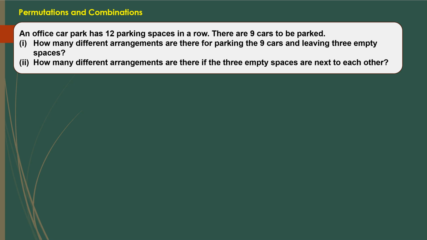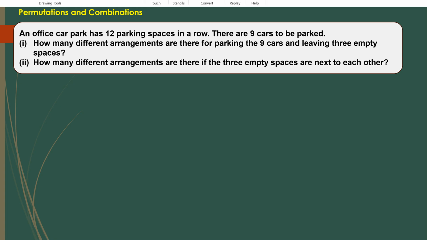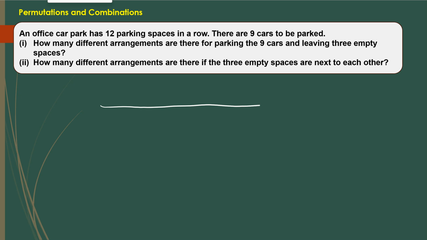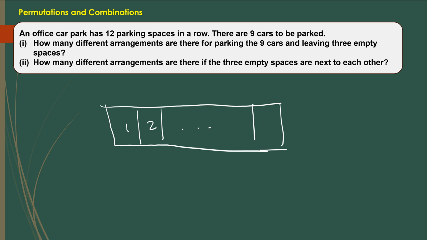So, for the first bit, if we could do a rough drawing of the car park spaces, a very rough drawing of a rectangle, and this is space 1, space 2, and so on. If this was space 12, then you could have the first space taken in 9 ways, the second one in 8 ways, times 3 times 2 times 1. So that is factorial 9 ways.